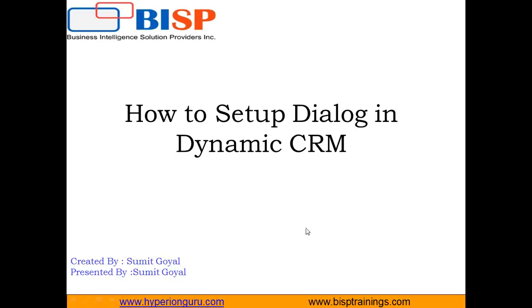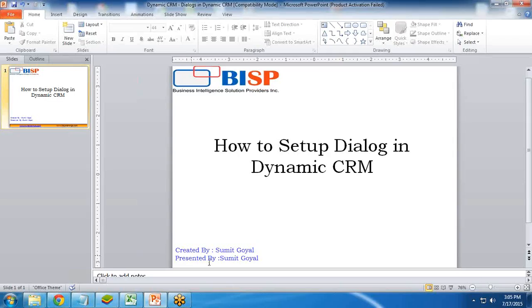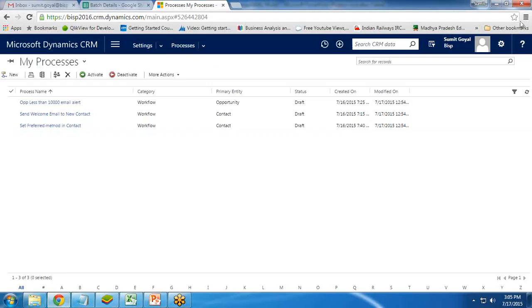The scenario I'm going to take today is that I would like to update the lead contact information by using a dialogue. So for this, let's switch to CRM. Within Dynamic CRM, to create a dialogue, we need to start a new process. So I click on process.